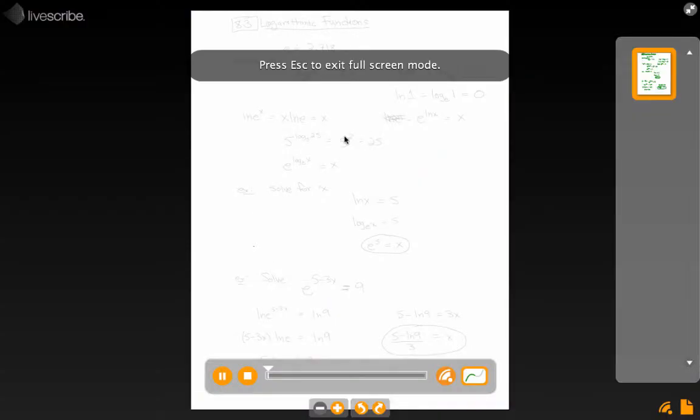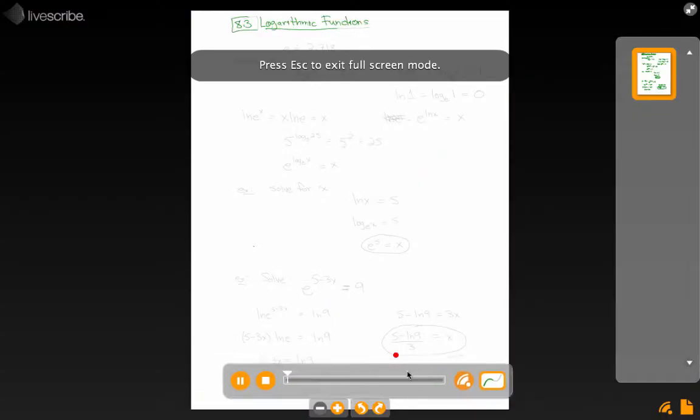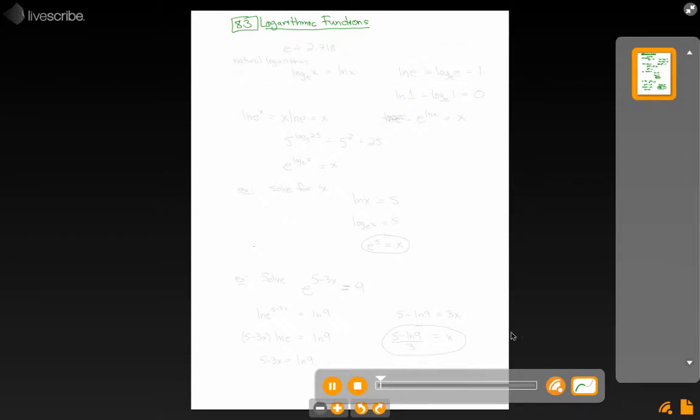This comes out of section 8.3, logarithmic functions. I want to talk about the letter e. As we saw in an earlier section, e is approximately equal to 2.718. The natural log, they call it the natural logarithm, is just when you do a log that's base e.